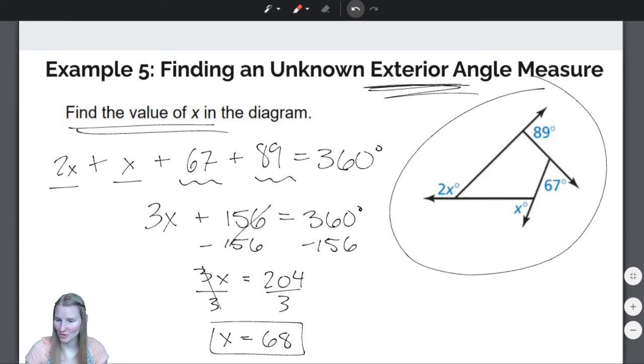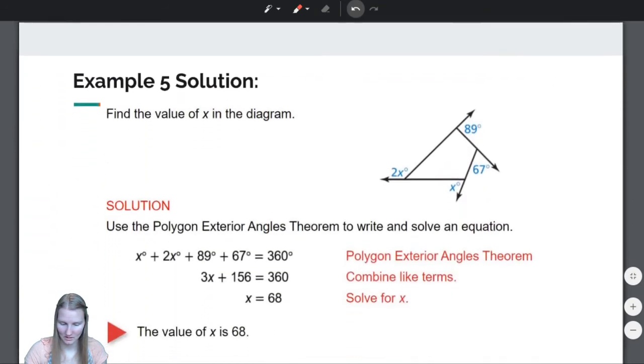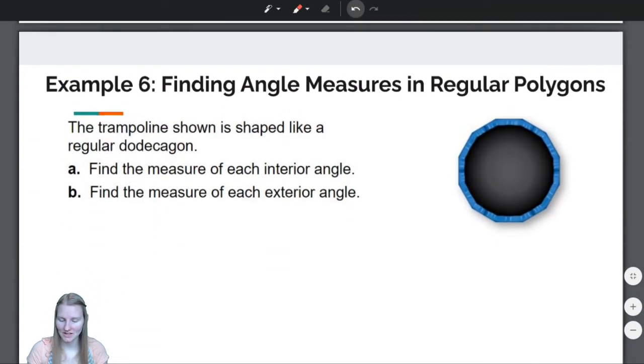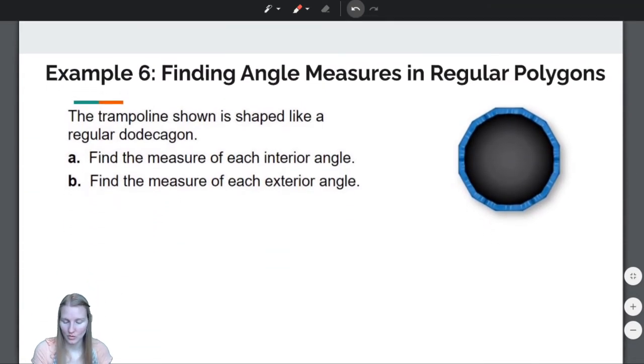Let's check and make sure that we were correct. Polygon exterior angles theorem equals 360. x is equal to 68. The value of x is equal to 68 degrees. Ta-da! Okay. Now, our next example has to do with interior and exterior angles.